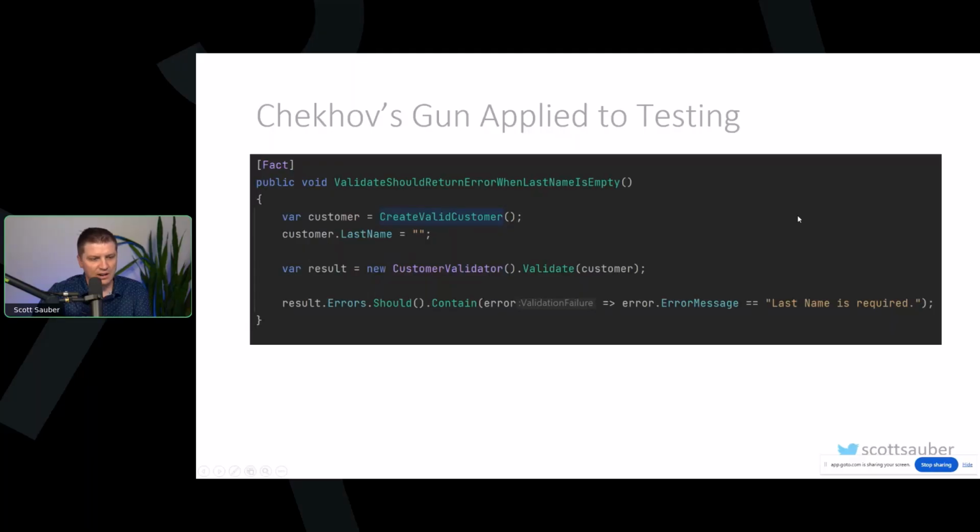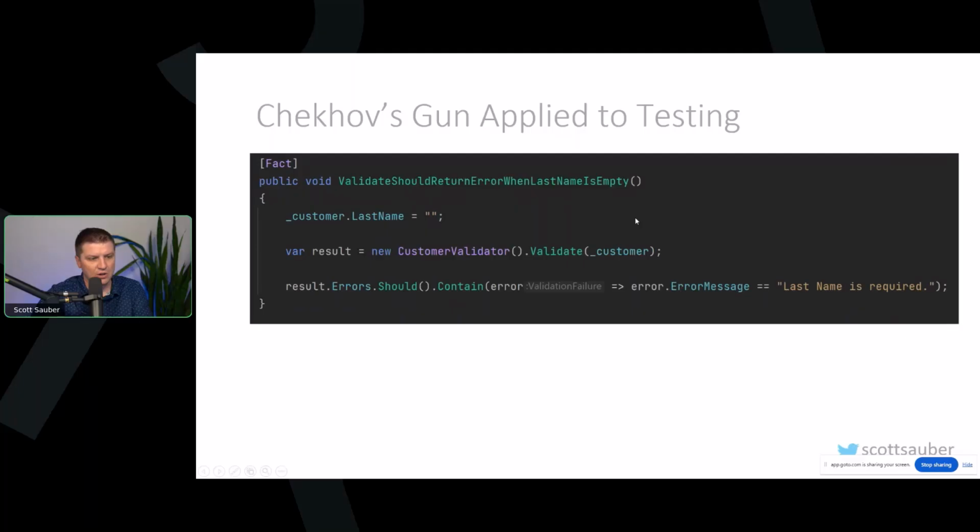So if I apply Chekhov's gun to this, I might rip that creation of a valid customer out into a method or a factory or whatever the case is. And then I'll just tweak it to say, hey, my last name is set to empty, right? And so this is a lot more clear about what is relevant.